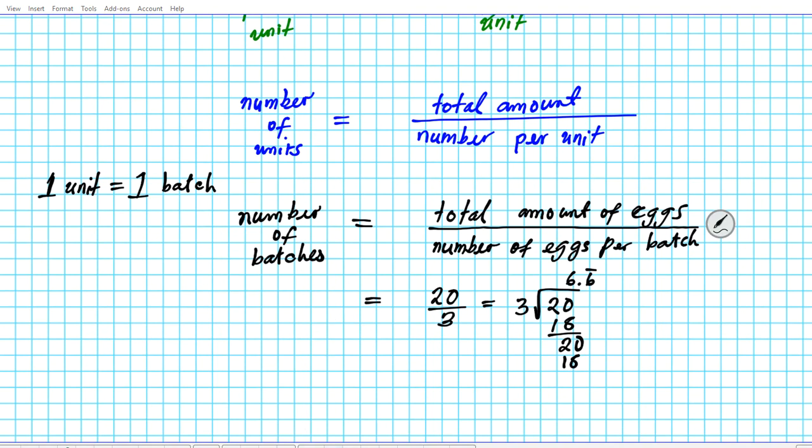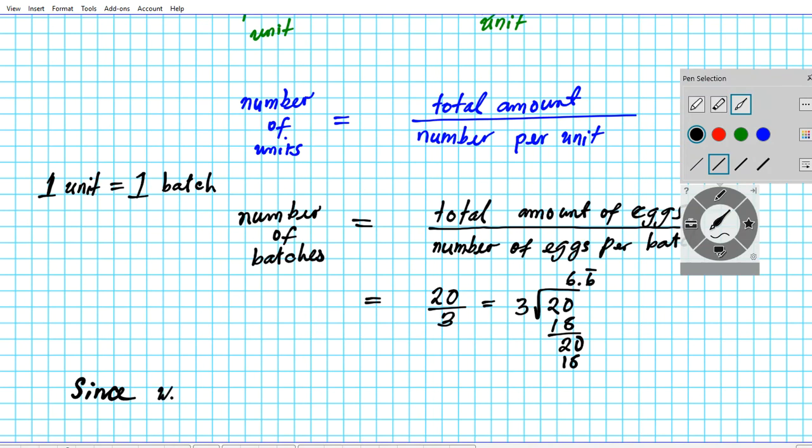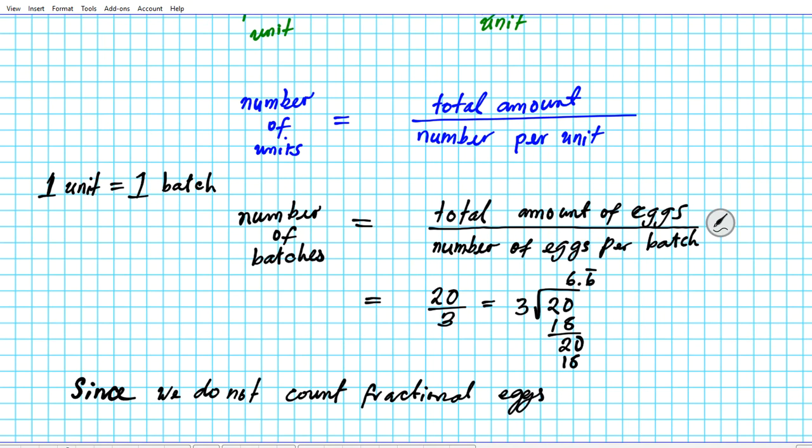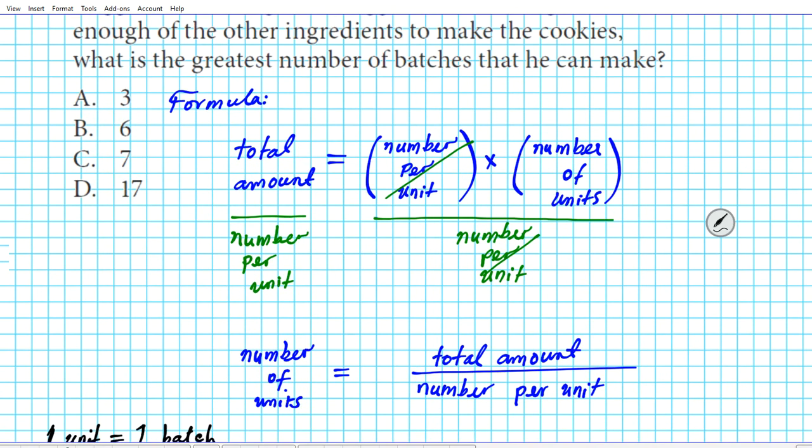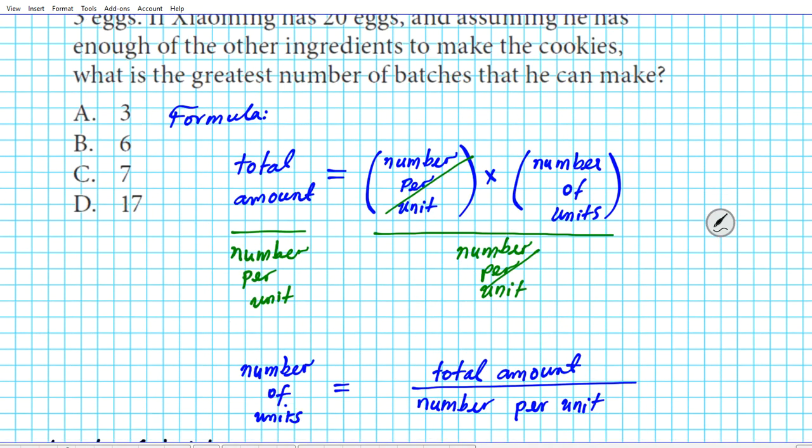So let's write down a short remark. Since we do not count fractional eggs, we round 6.6 repeating down to 6. Alright, so we have 6 batches of eggs. The answer to question number 9 is option letter B.